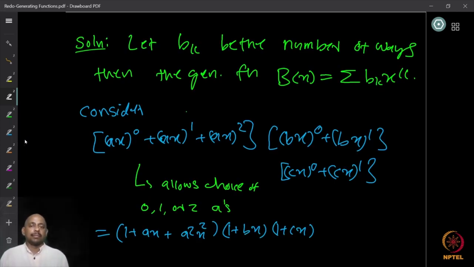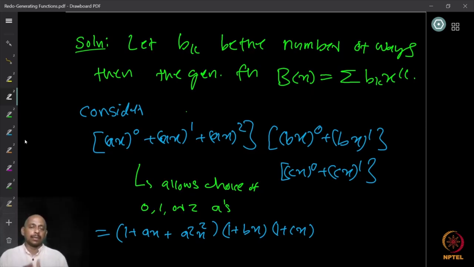So let us denote by BK the number of ways of doing this. So the generating function for this sequence BK is B of X equals the summation of BK times X raised to K. Now what is precisely B of X? To count B of X, I am going to use a slightly different method.